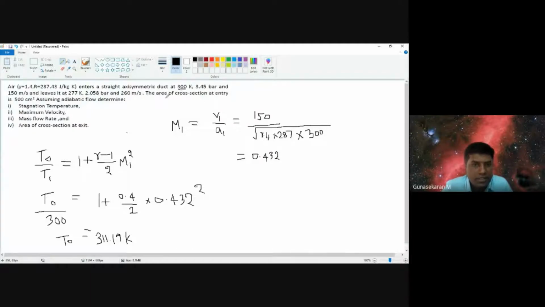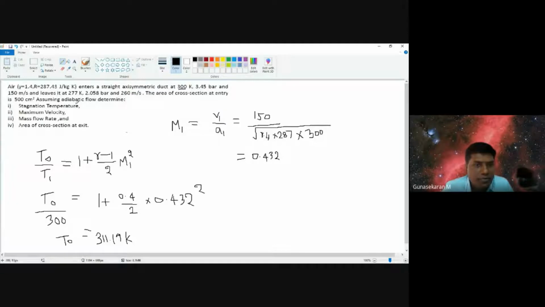Because the entry of the axisymmetric duct is given, what is the velocity at the entry? That is given as 150 meter per second, and the exit velocity is given as 260 meter per second. So we need to find out, by assuming the adiabatic flow condition and considering the cross section at the entry, the stagnation temperature. In order to find the stagnation temperature, first of all we have to understand certain things.